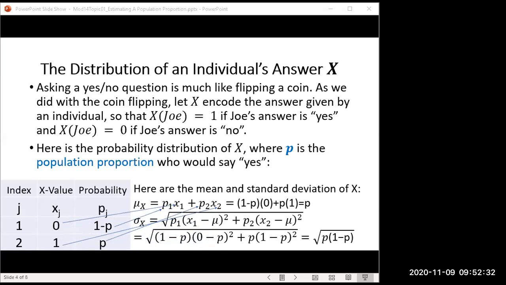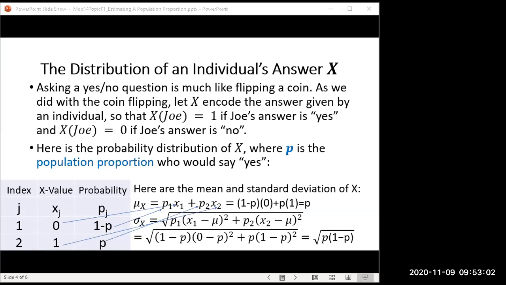So when you put those numbers into the formula, you get 1 minus p times 0. Well, that just goes away. Plus p times 1. Well, that's just p. So the mean of x is p, the population proportion, which we don't know. And then for the standard deviation, you do the same substitutions.